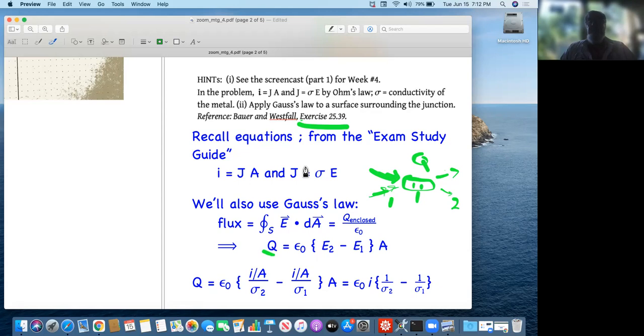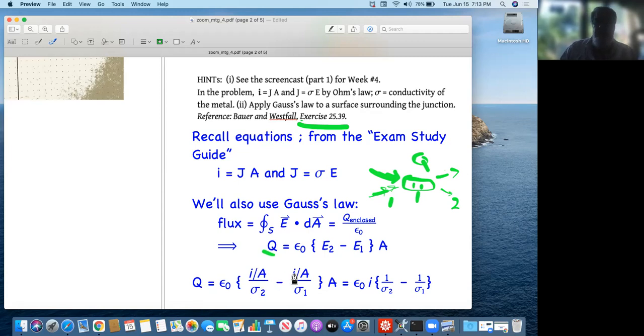Of course, you have to put the solution in the form of the quantities that are given, in particular, in terms of the conductivities. So for E2, I would have J divided by sigma 2. And what's J? J is I divided by A. So E2 would be I divided by A divided by sigma 2. And then minus E1 will be I divided by A divided by sigma 1.